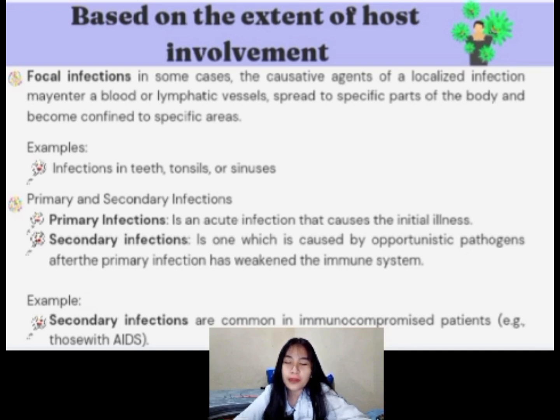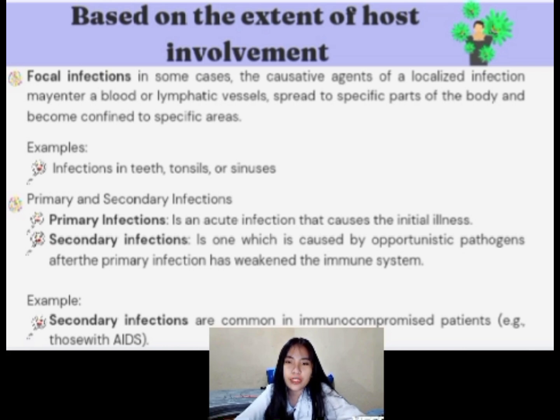Now, let's talk about focal infection. These occur when the agents of localized infection enter the bloodstream or lymphatic vessels and spread to the specific areas of the body. The infections remain confined but affect a specific region. For example, infections sa teeth, tonsil, or sinuses maaari ding kumalat sa iba't ibang bahagi ng katawan at magdulot ng matinding komplikasyon.